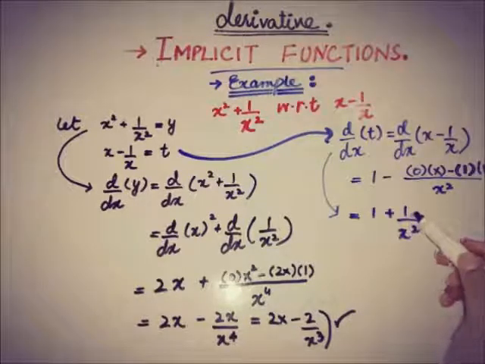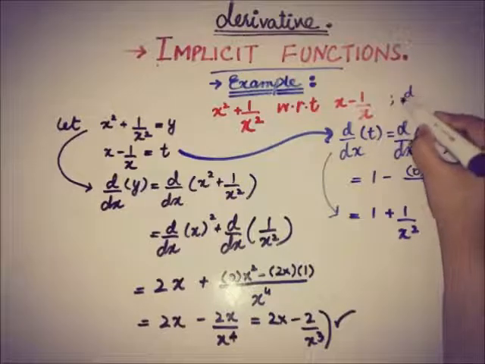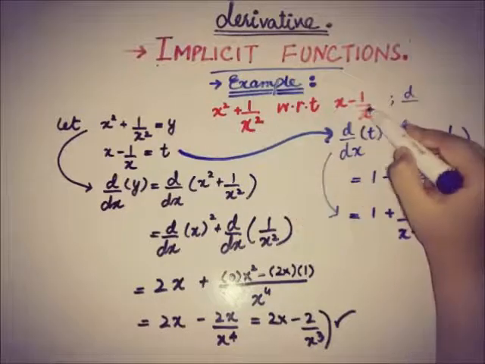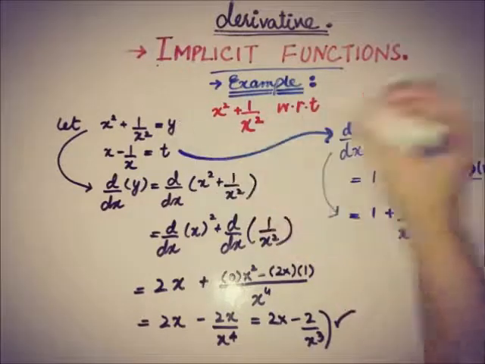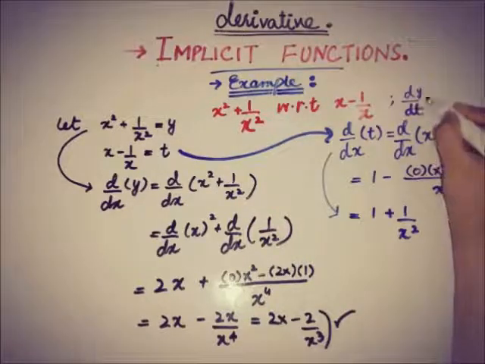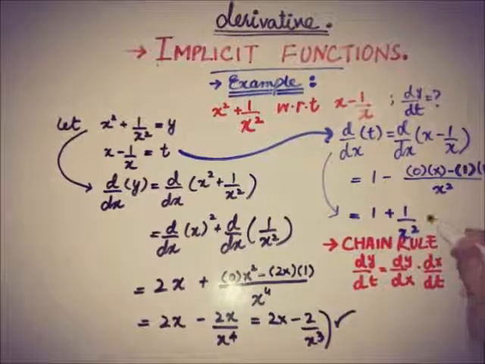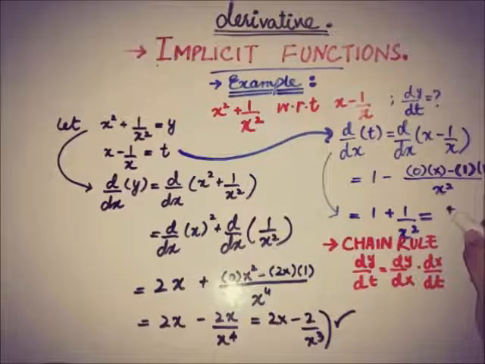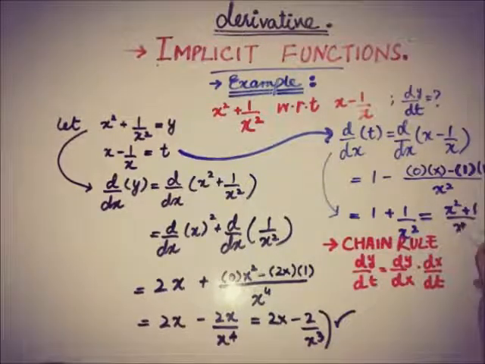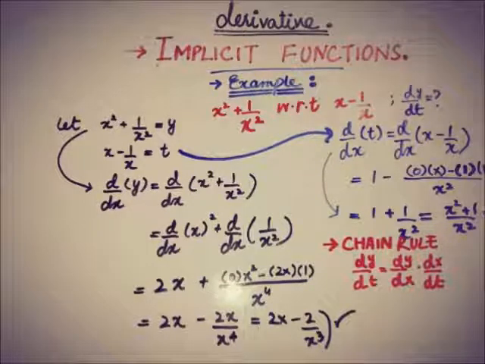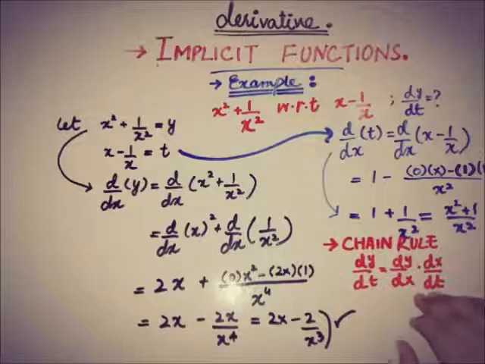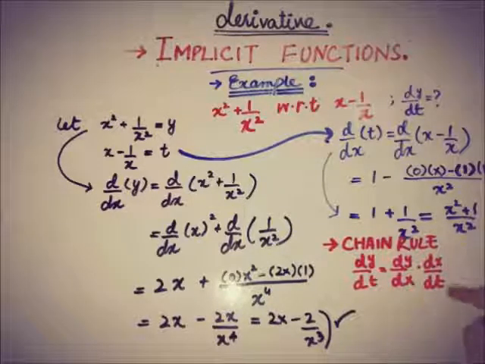But we will have to find the rate of change of this function with respect to this, which means the rate of change of y with respect to t. Now we will use the chain rule. We can also write this as x square plus 1 over x square. So this is the rate of change of t with respect to x. Now by using the chain rule, what we have to do is just put in the values of dy by dx, that is the rate of change of y with respect to x, and dx by dt, the rate of change of x with respect to t.